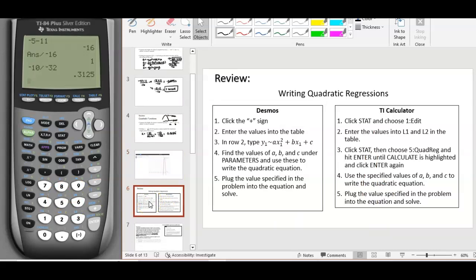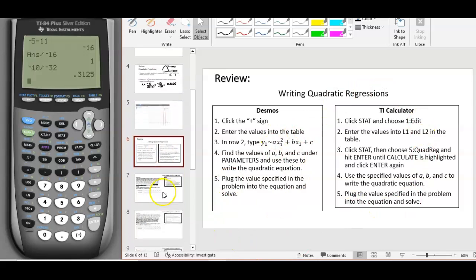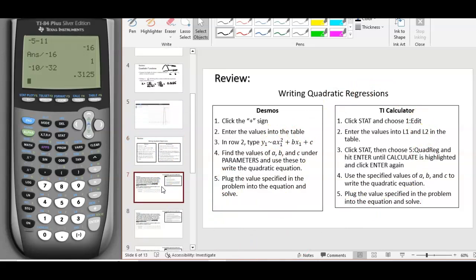Okay, so when we write quadratic regressions, remember you have a choice. You can use Desmos or you can use your calculator. Here are the instructions for both methods. You can just pick your favorite and choose that to write regressions.